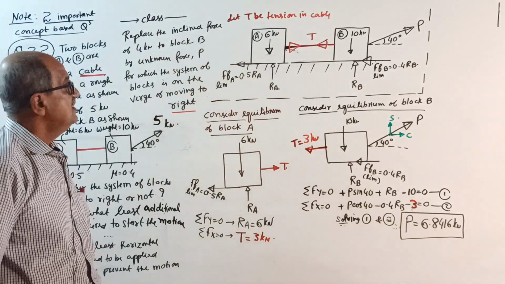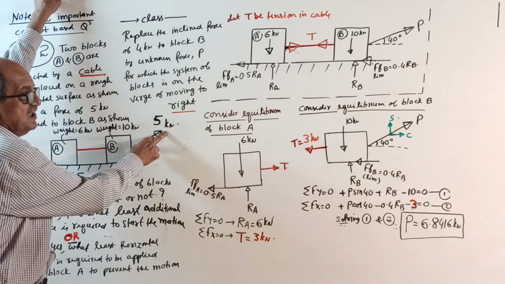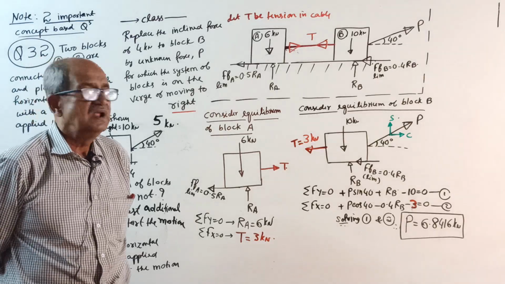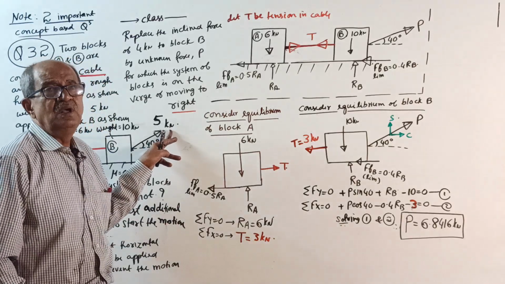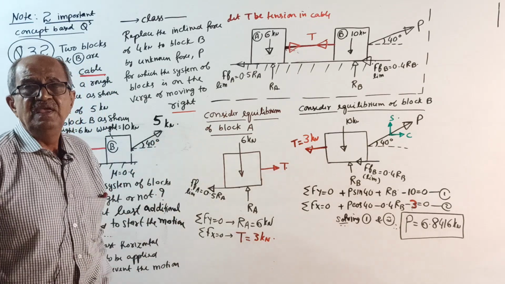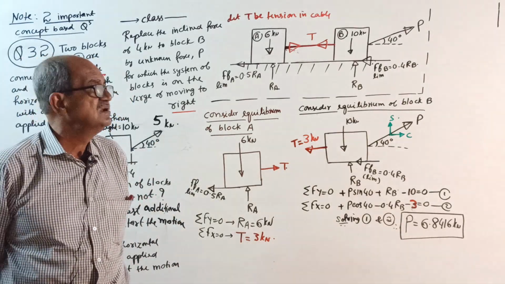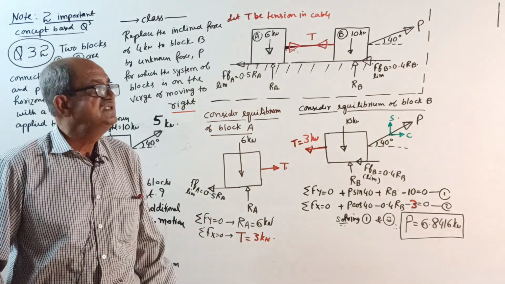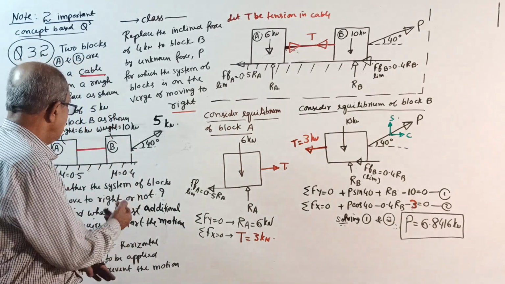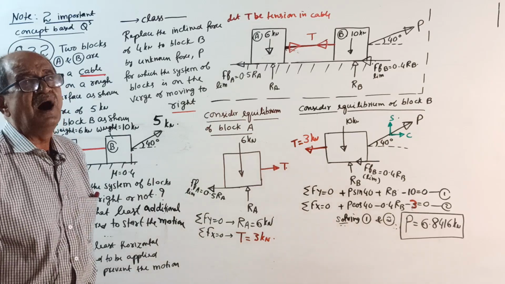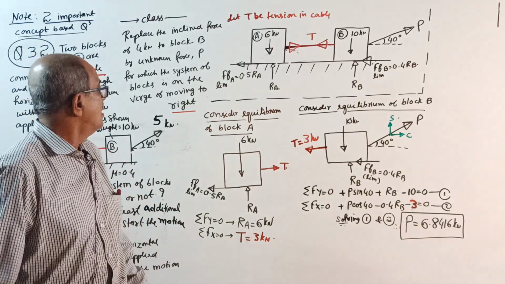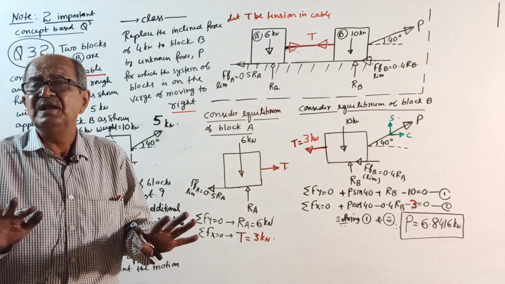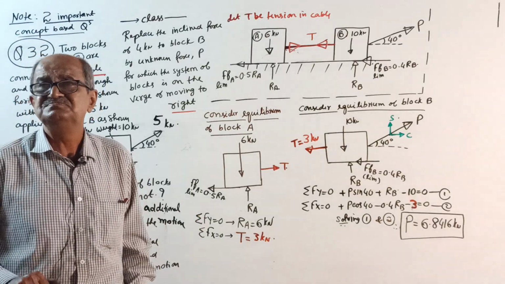What you do is, you do not consider the 5 kN. If you consider 5 kN, what is the problem? We do not know whether this 5 kN will move the system or not. If it moves the system, it becomes dynamic friction. Then you cannot write friction force equal to mu into RB, mu into R. Or if it does not move, then it is static friction. Again, friction will be lesser.